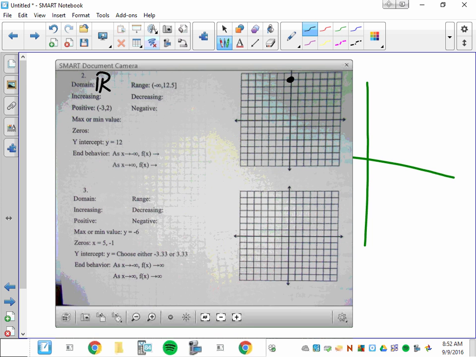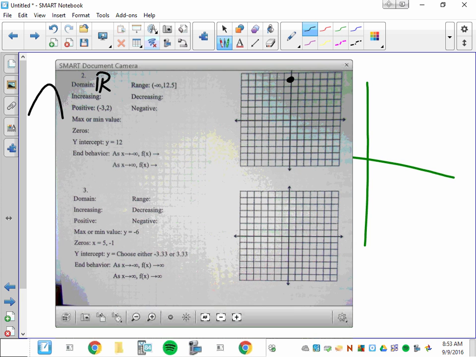What does that tell me about the graph? It's a frowny face. How do you know it's a frowny face? The range says we go all the way to negative infinity, so it has to open down. So that's good. I know it looks like this.